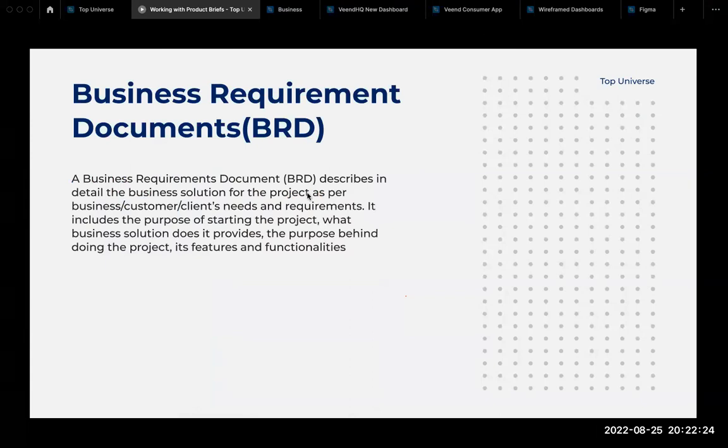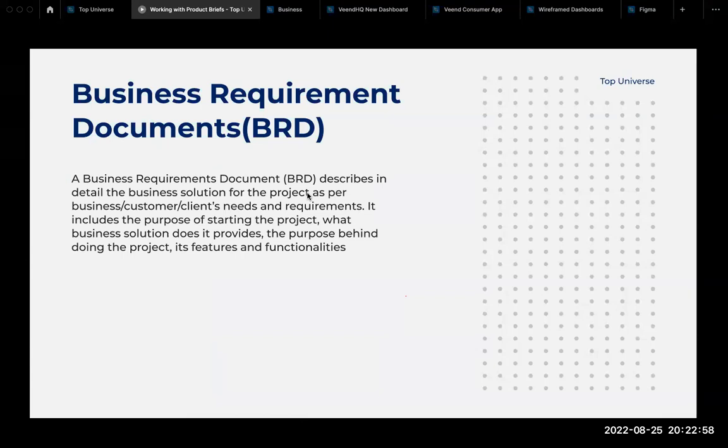Then next, we have what we call business requirement documents. So a BRD describes in detail the business solution for the project as per business clients' needs and requirements. It also includes the purpose of starting the project, what business solution it provides, and the purpose behind doing the project, its features and functionalities. So that's what a BRD basically does. Also, a BRD can contain a list of things that need to be done for this product to launch, for this product to fly.